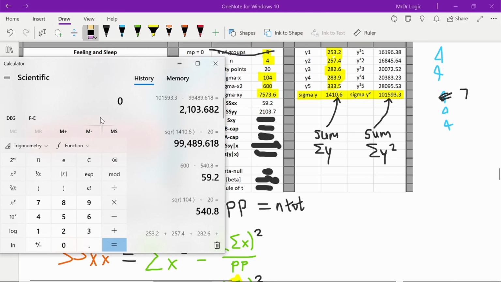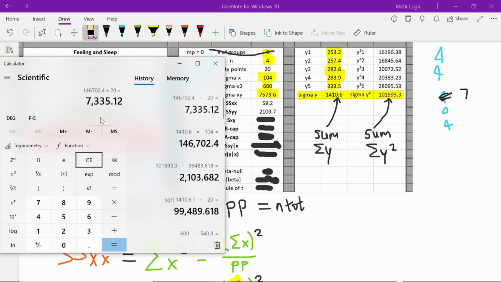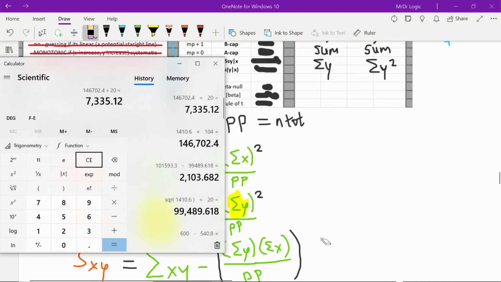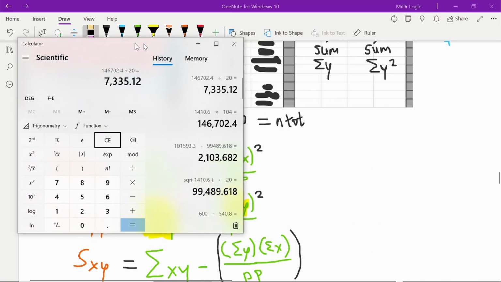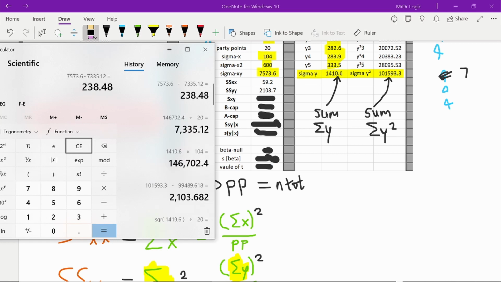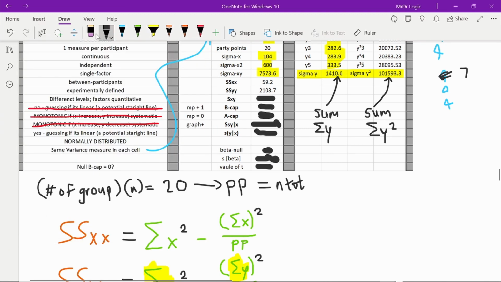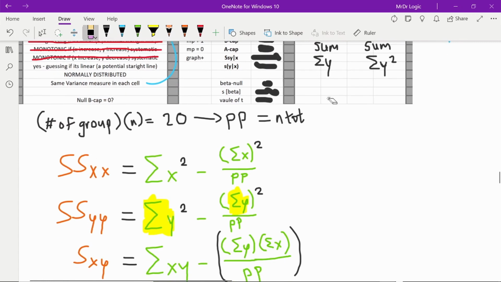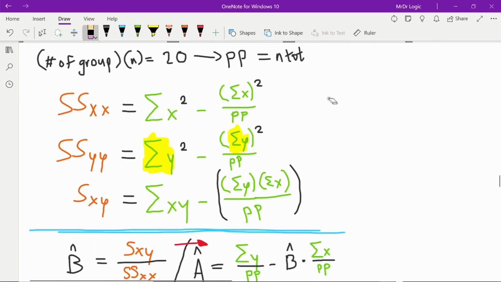As we already established, xy, we're given it. And so what we're going to do here is 1410.6 times 104 divided by PP. Was I supposed to square it? No. I can get away with just using the PP alone. So, 3.6 minus 7335.2. So I guess it's 23.85. Come on. Ta-da!